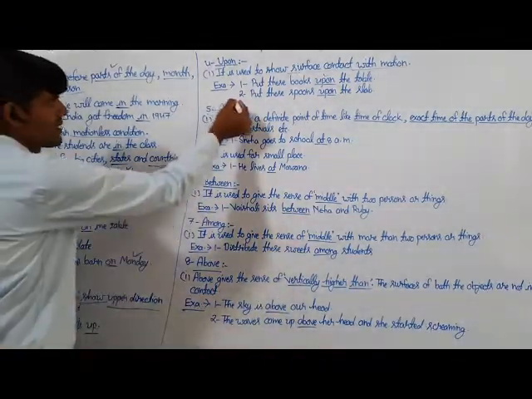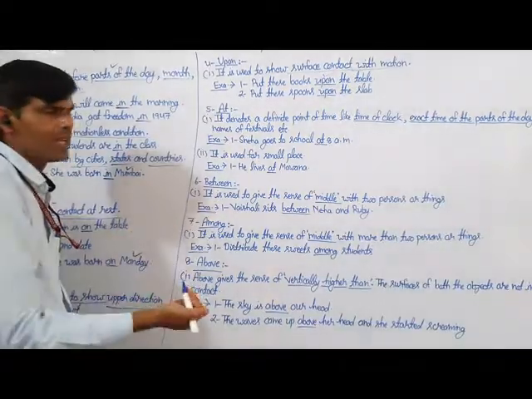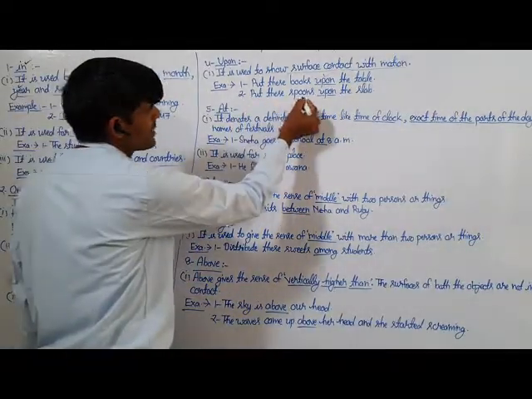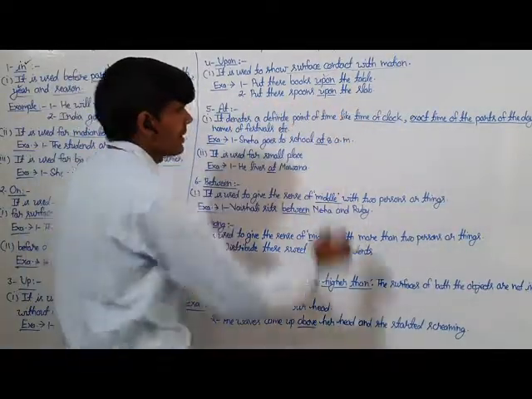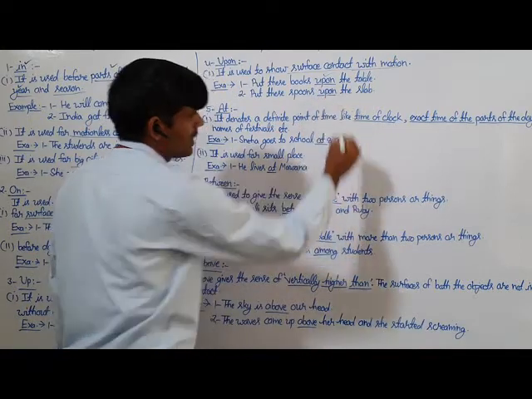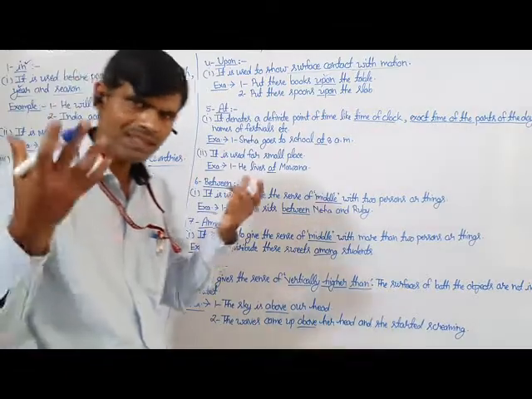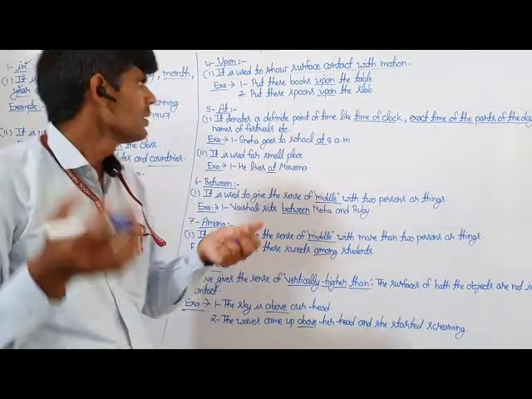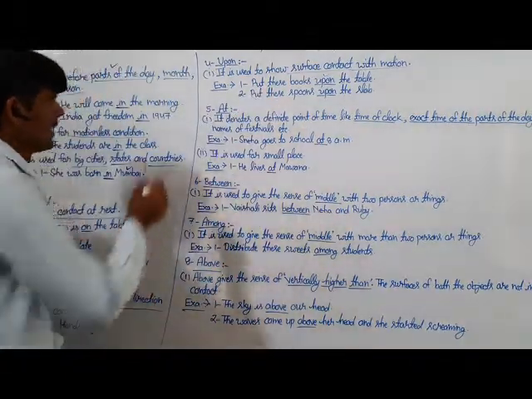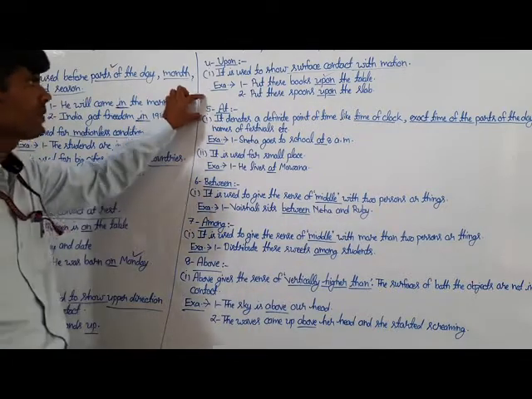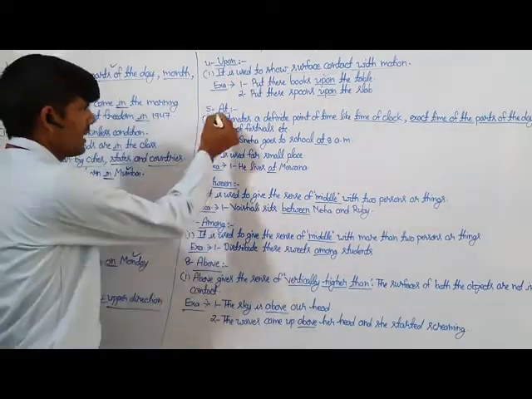Here is the next example related to the same topic: put these spoons upon the slab. Here, in the same reference, the underlined word upon is also the preposition which is used to show surface contact with motion.